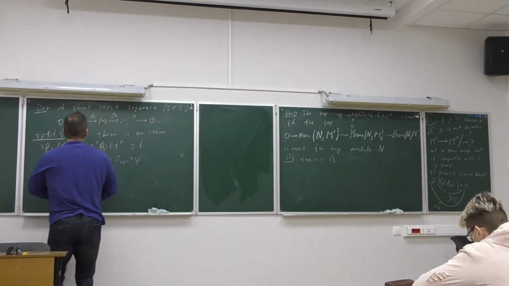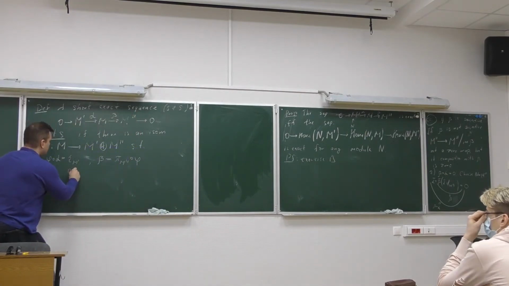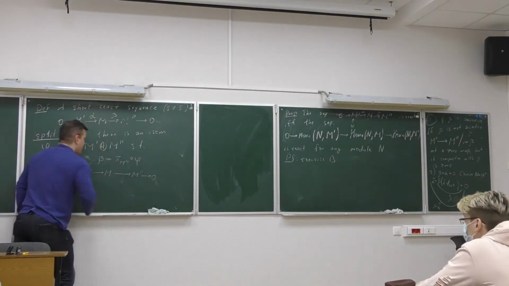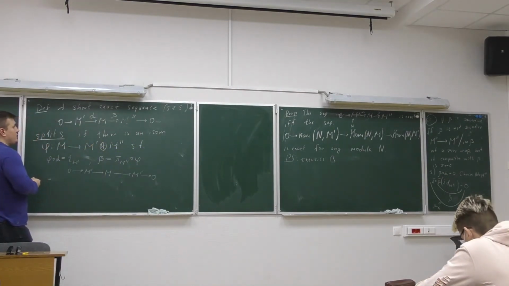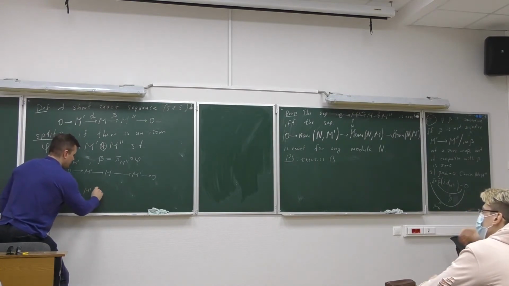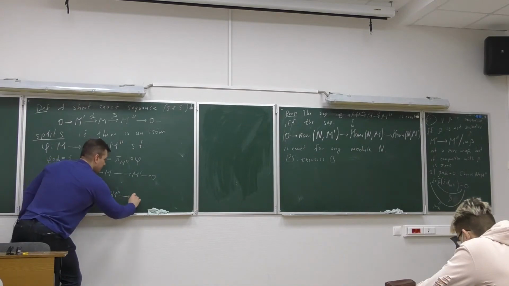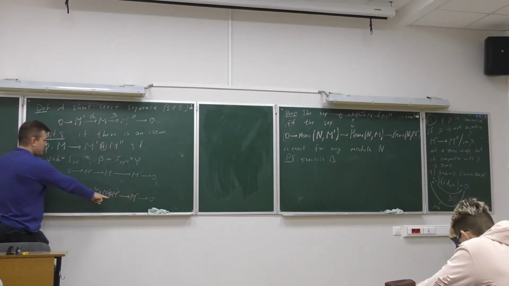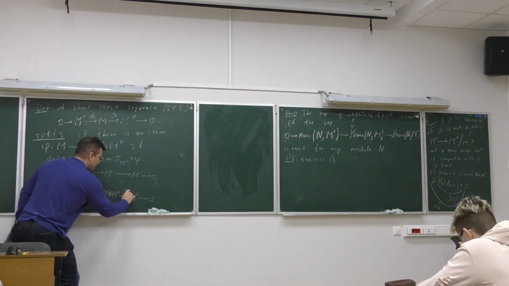So perhaps it's better to write in terms of diagrams. So we have a short exact sequence, and you have the easiest possible short exact sequence that you can imagine. This is just M prime embedded into the direct sum, and then there is a projection on the second factor of this direct sum. So this is pi M double prime.